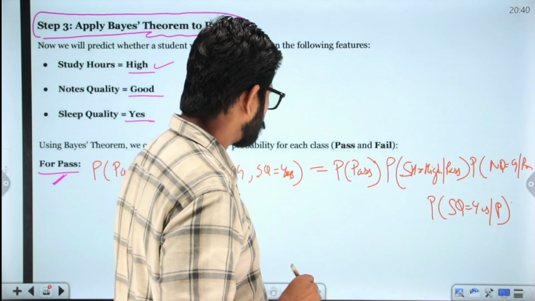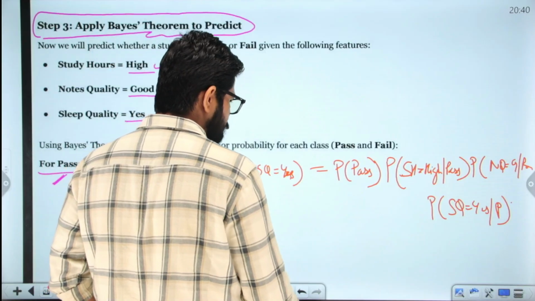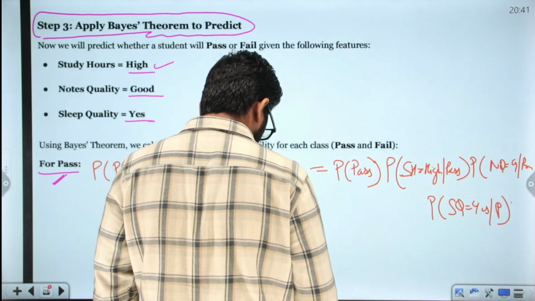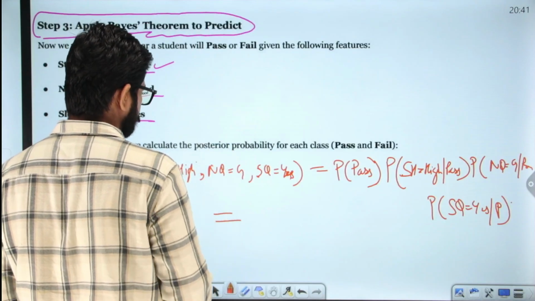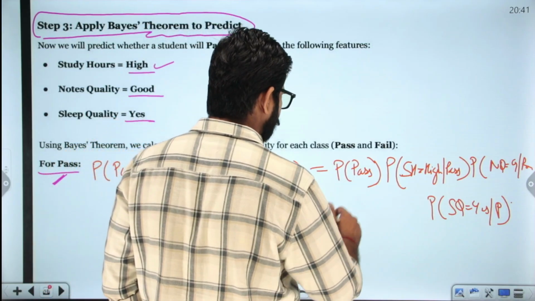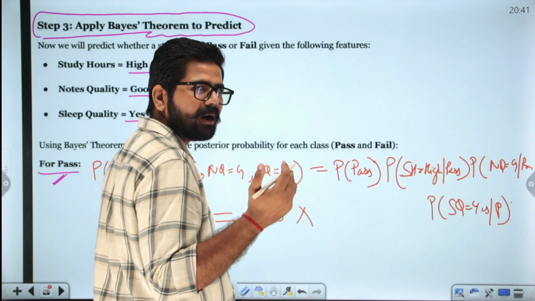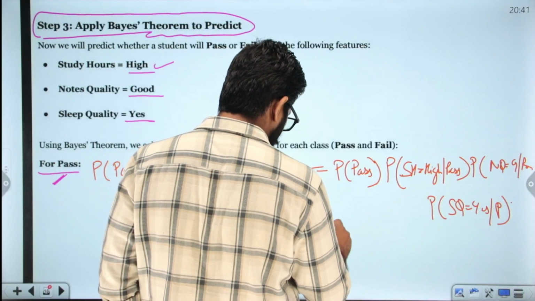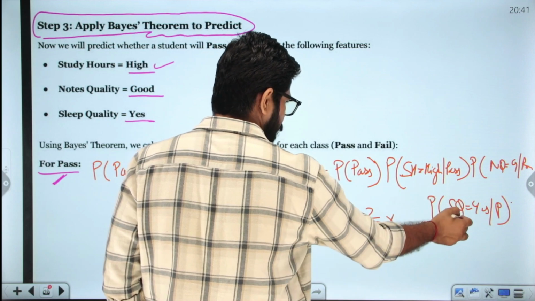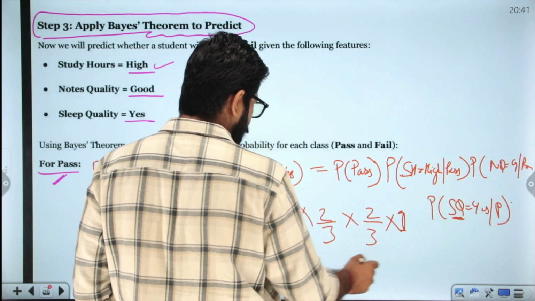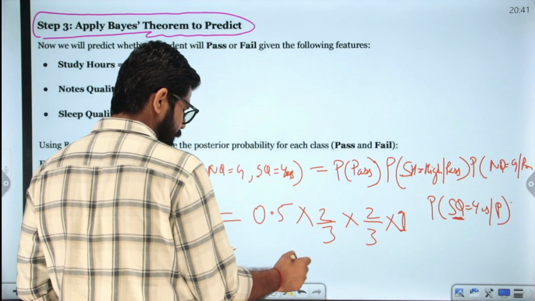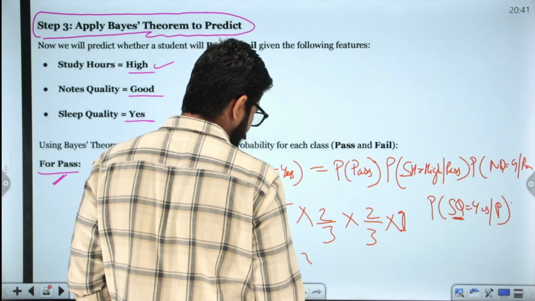Okay, so moving further, just putting all the probabilities in the formula and simply calculating it. So you will find the probability of pass part, then this part. Since our probability of getting the pass is 0.5, and then we have the probability of high score when a student is passed, at that time you will simply go with 2 by 3. Then you go with 2 by 3 of high quality. Then with the good sleep, you will get the probability of 1 there. After calculating all these things, simply we can say that 0.222 you will get the result.